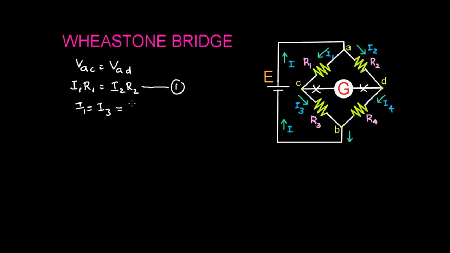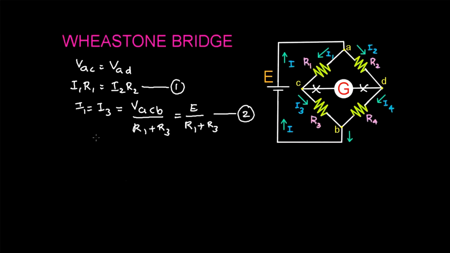What is the current flowing through ACB? Current can be calculated as VACB divided by the total resistance in that path. That is nothing but R1 plus R3. And VACB, the potential difference across this path, is nothing but E. So instead of VACB, I can write I1 equal to E by R1 plus R3.